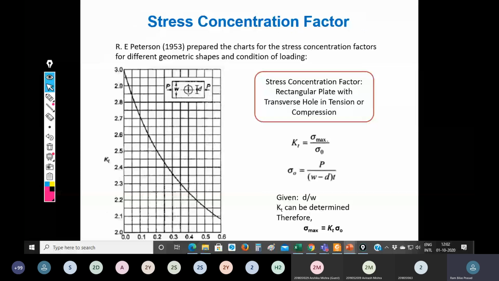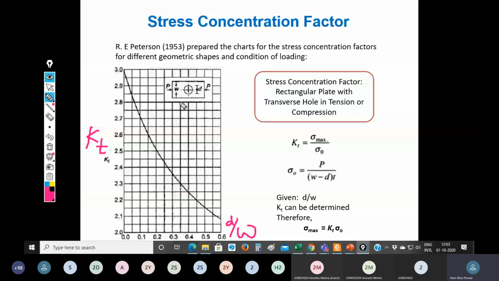So this diagram shows you the graph, look at this graph. The y-axis is basically Kt, and the x-axis is d by w. Here it is not visible. It is the ratio d by w, and this graph is related to a particular type of loading, right?